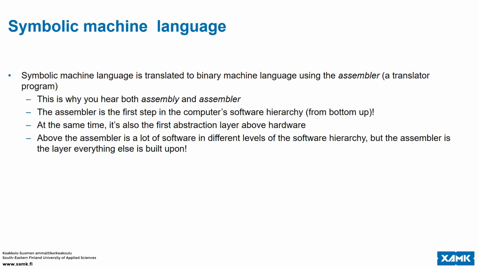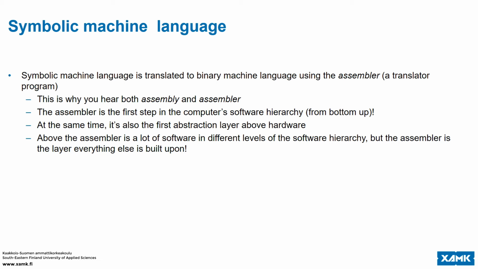So given that you are writing assembly instructions that the assembler understands, and the assembler is also keeping track of where values and variables are stored in the symbol table, then this symbolic machine language can be translated into binary machine language. And the process of this is called assembly, and the program that does this is called the assembler. The assembler is basically a translator program. That's why you hear both assembly and assembler as terms related with assembling code.